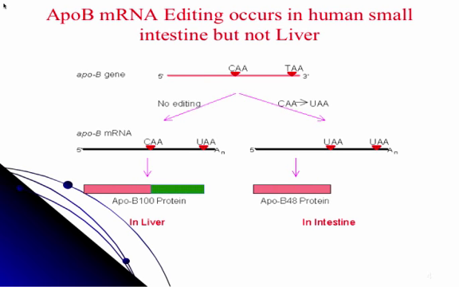Then the mRNA goes to the cytosol and is translated. When the ribosome, moving 5' to 3', comes to this, what happens? Translation stops. It's approximately the halfway point. So you end up with a protein that is 48% the size of B100. That's why it's called that.